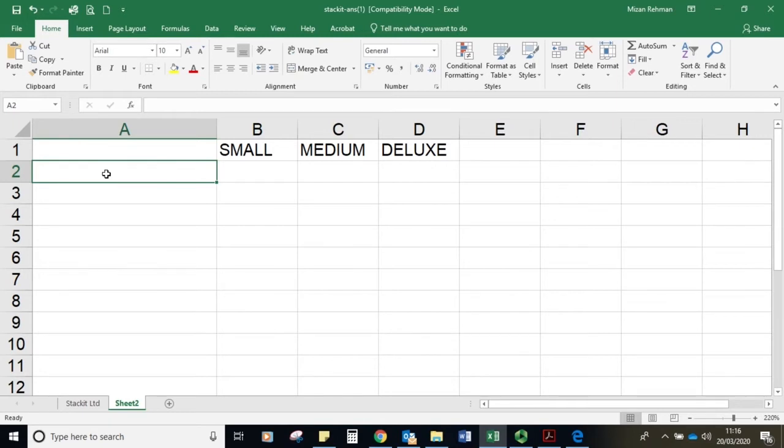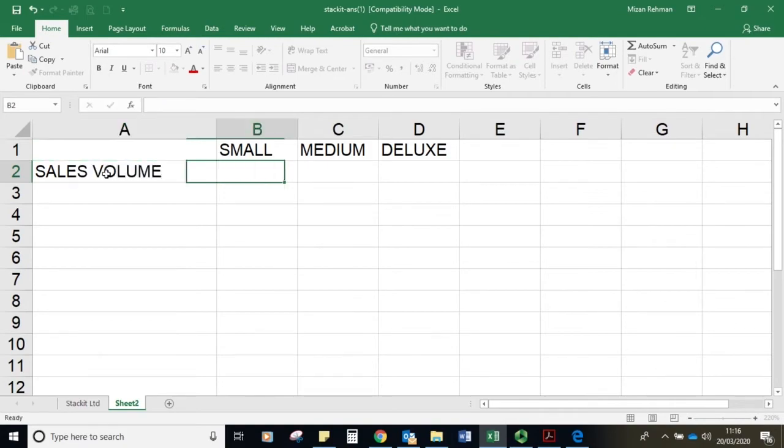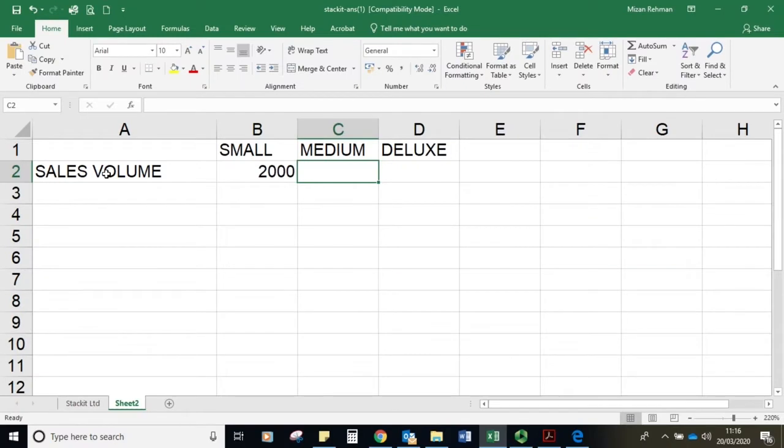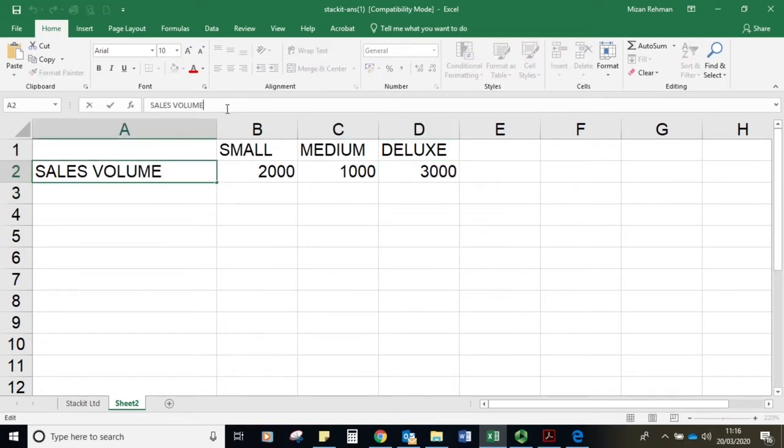In reality, it takes a lot of effort to work out how much our sales are going to be, which is not possible in an exam or classroom question. So we are given our anticipated sales volume in the question. That is basically our sales budget. So 2,000 for small, 1,000 for medium, and 3,000 for deluxe. So this is our sales budget, and this is in units.